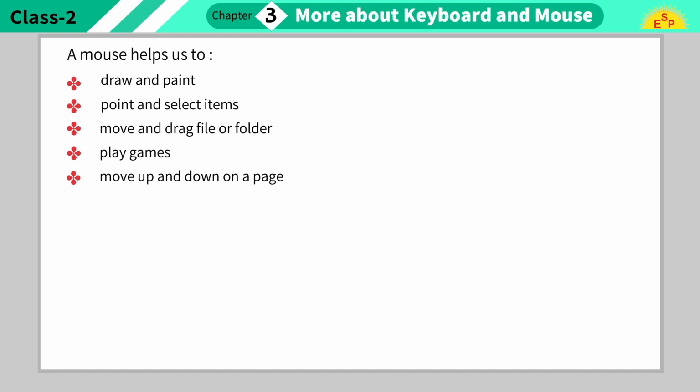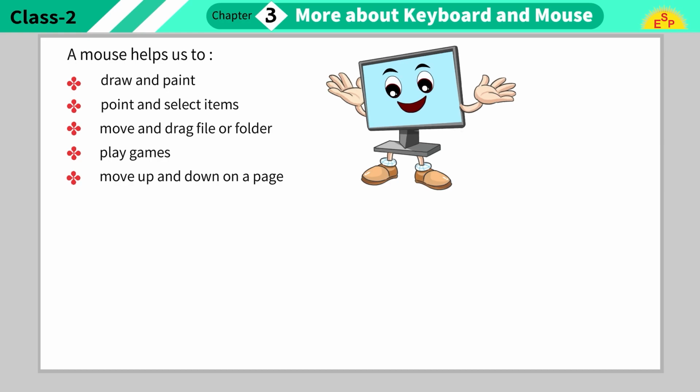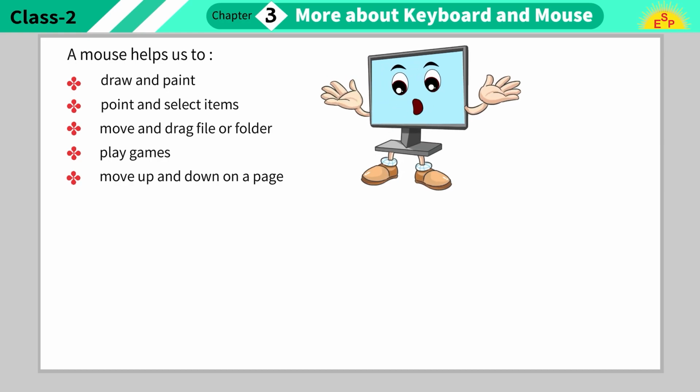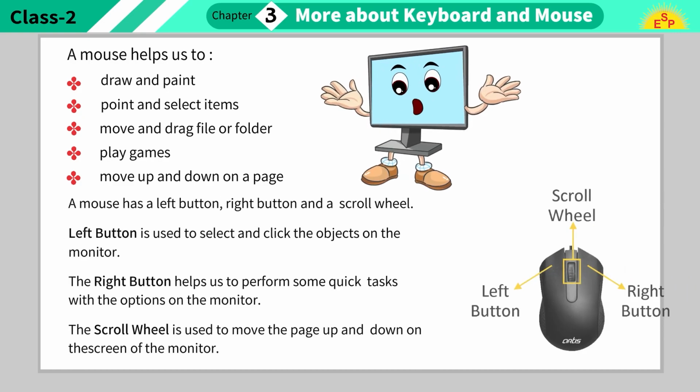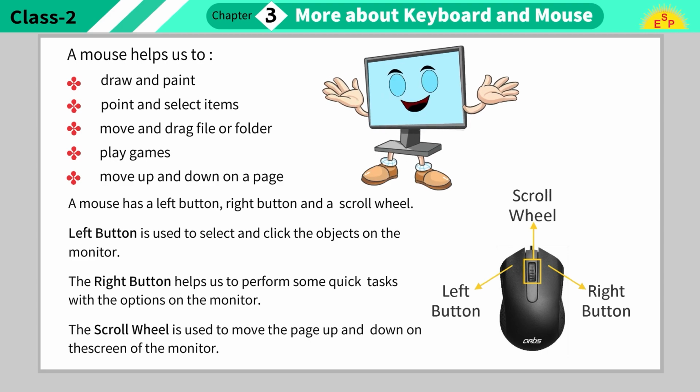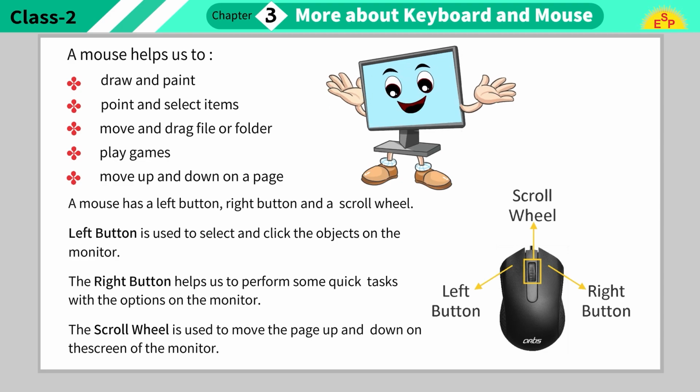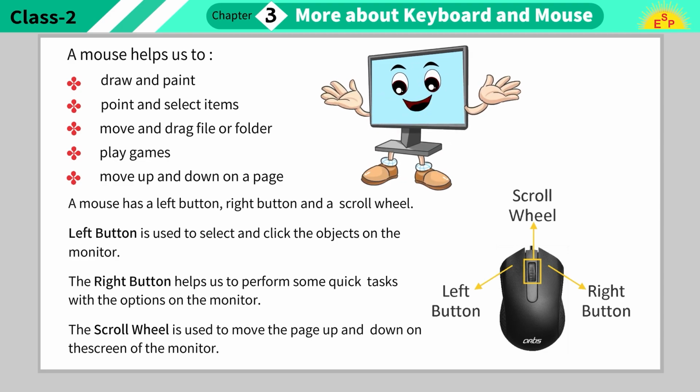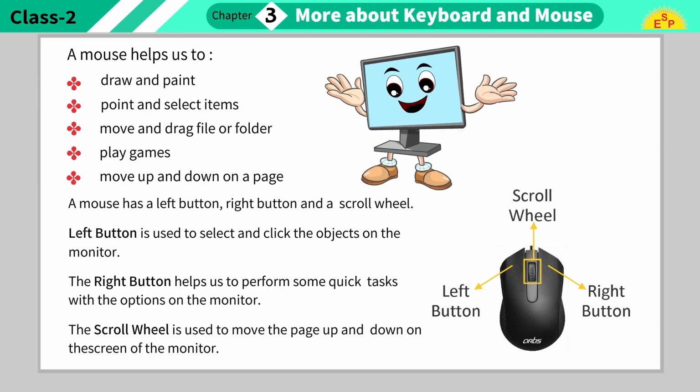A mouse helps us to draw and paint, point and select items, move and drag file or folder, play games, move up and down on a page. A mouse has a left button, right button and a scroll wheel. Left button is used to select and click the objects on the monitor. The right button helps us to perform some quick tasks with the options on the monitor. The scroll wheel is used to move the page up and down on the screen of the monitor.